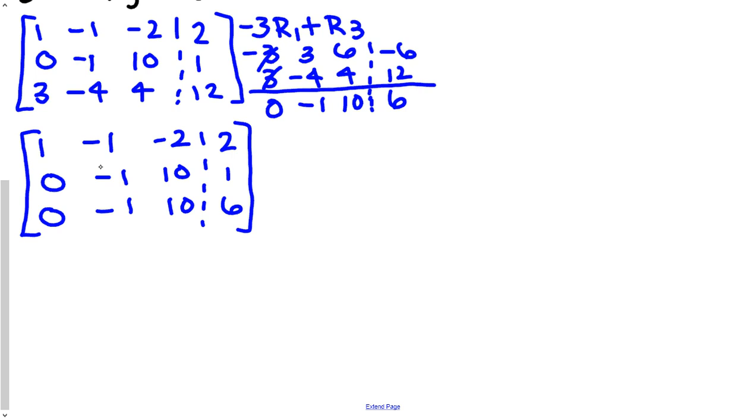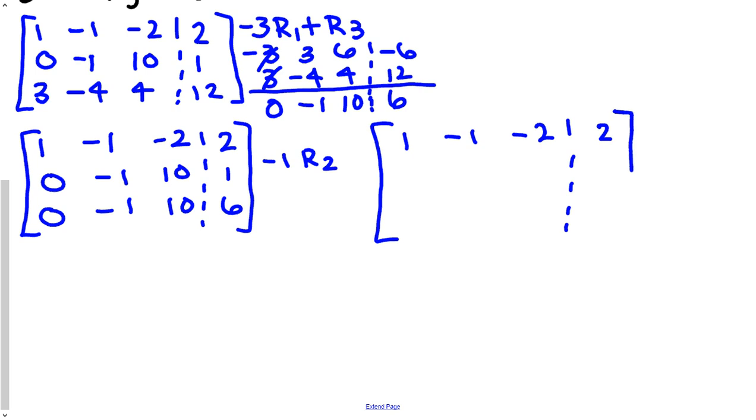Now I need that negative 1 right here to become a positive 1. So the best thing to do is to multiply it by negative 1. If we multiply that by negative 1, my new row 2 is going to be 0, 1, negative 10, negative 1.